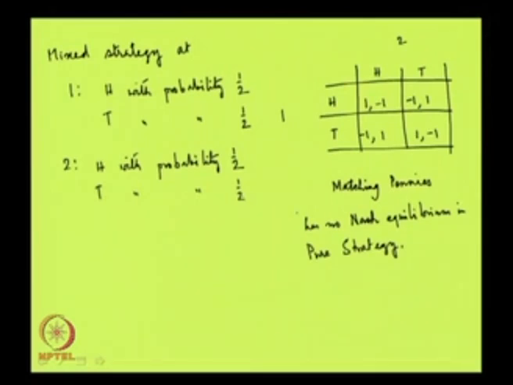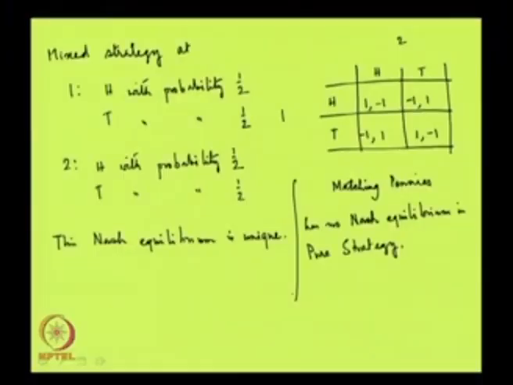Now, we are further going to show that this is unique. That is, this is the only Nash equilibrium, this is the only mixed strategy Nash equilibrium. There is no other mixed strategy Nash equilibrium in this game. Now, to prove the first part, that this is a Nash equilibrium, what we need to do is that given that, for example, player 2 is playing H with half and T with half, we are going to show that player 1's playing H with probability half and playing T with probability half is optimal. And similarly, given player 1 is playing H and T with half, we are going to show that player 2's choice of probabilities, that is half and half, is optimal. If we can show that, then we have shown that this is a Nash equilibrium.